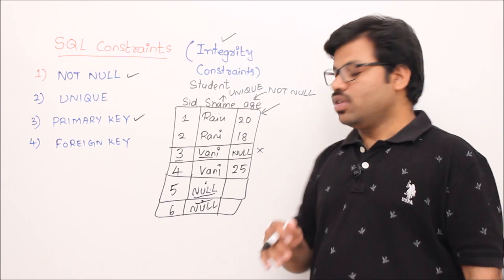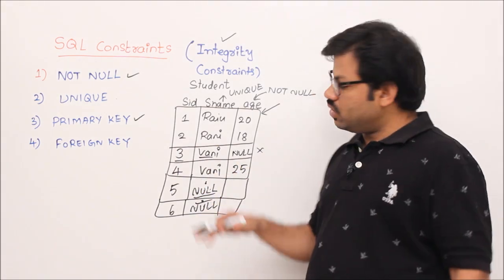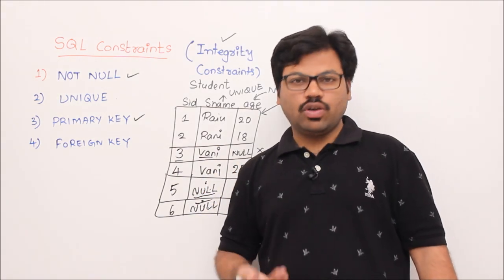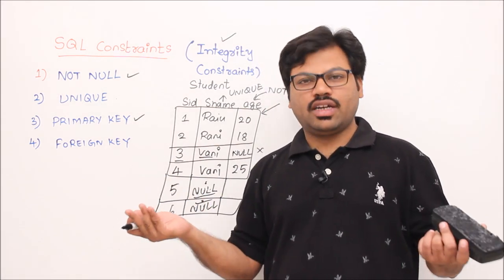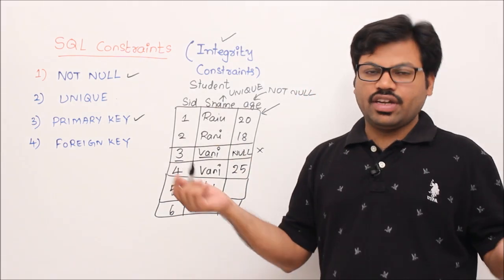That's why stopping them is not a good idea. So allowing multiple null values is usually a good idea. That is what people thought and realized. So they put a condition that null values can be allowed, any number of null values, when it is unique.